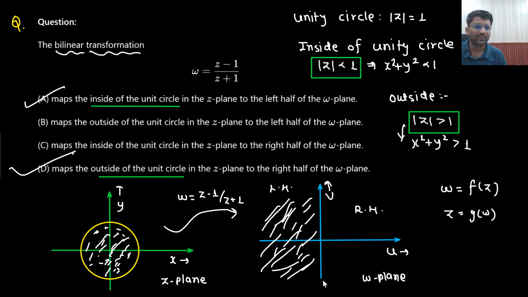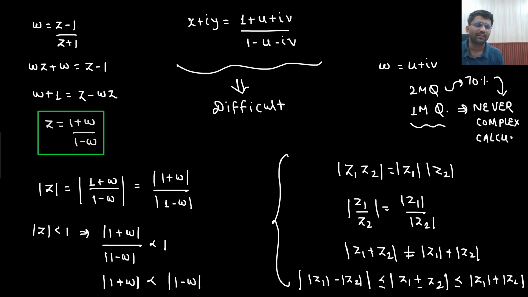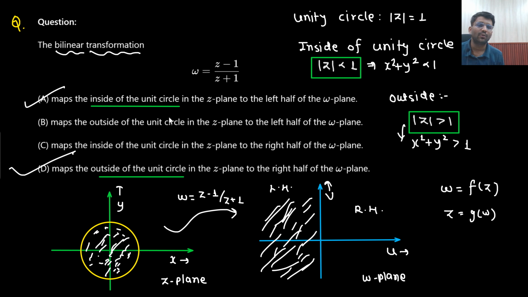If I was a student and stuck here, then I would go to the options. What are my options saying? Left half of omega plane, right half of omega plane. Then I would start thinking: they are talking about u less than 0, u greater than 0. That means an inequality sign is there, no? So my answer will be either u less than 0 or u greater than 0. With respect to the options, I got an idea that I need to make the inequality.